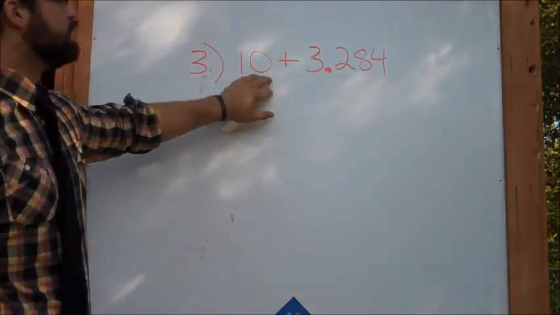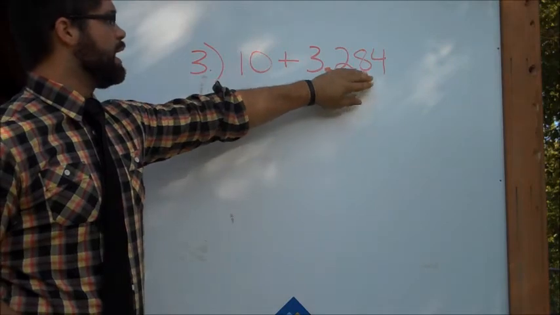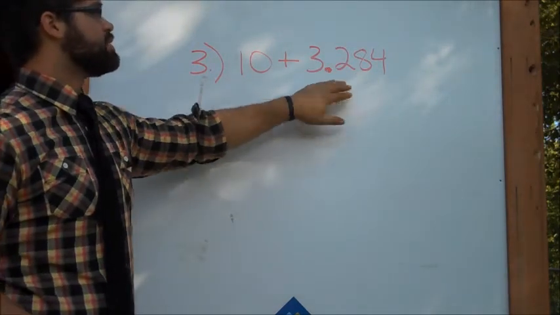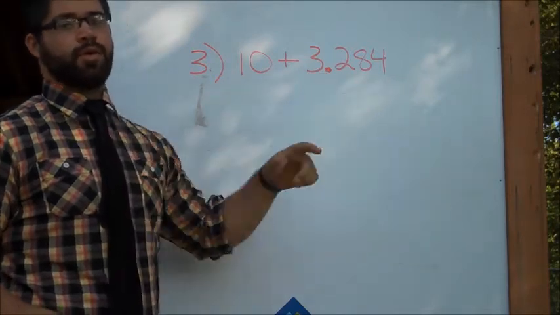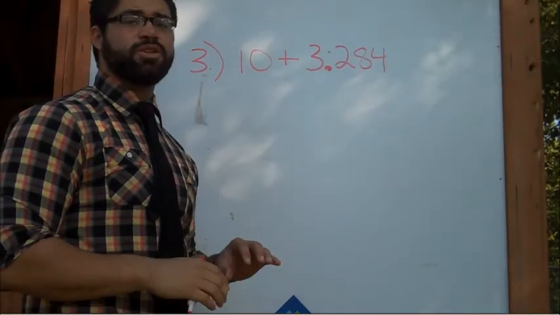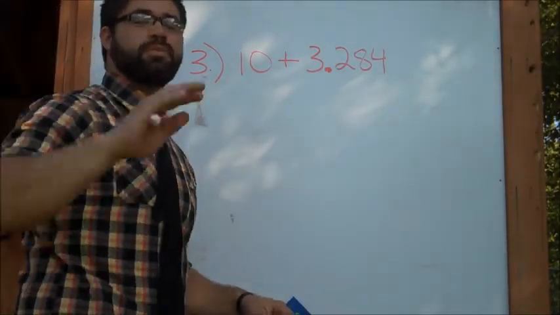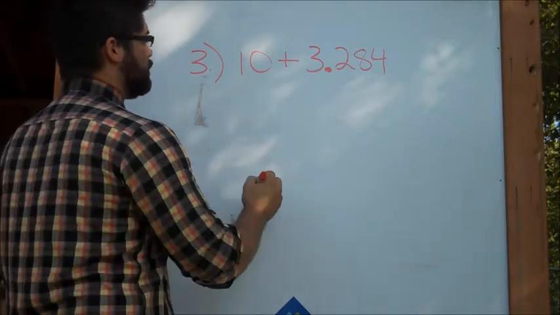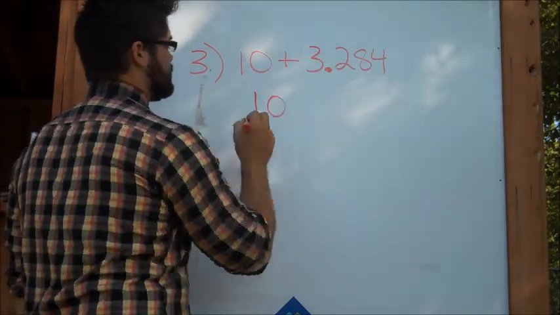We have 10 plus 3 and 284 thousandths. 284 thousandths, or 3.284. So go ahead and make sure you have that written down, and we're going to solve this. To solve this problem, we're going to do it just like any old number, right? So what I'm going to do is I'm going to write the number 10.